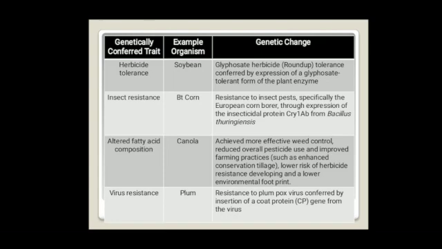Number 4 is the plum. It has a genetically conferred trait of virus resistance. It is the resistance to plum pox virus conferred by insertion of a coat protein gene from the virus. To name a few, now that this plant is immune to viruses, there will be a greater production of them.